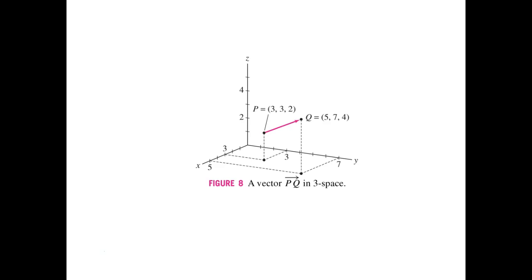Frankly, this looks like it's about the same length as that, which was 2. It's not. It's a lot longer than that. It's the square root of 5 minus 3, that would be 2 squared, 7 minus 3, that would be 4 squared, and 4 minus 2 would be 2 squared again. So that's a lot longer than 2 units, by all means. Okay. So you can't ever get the dimensions so they're perfect there, okay? So there is a vector going from P to point Q.